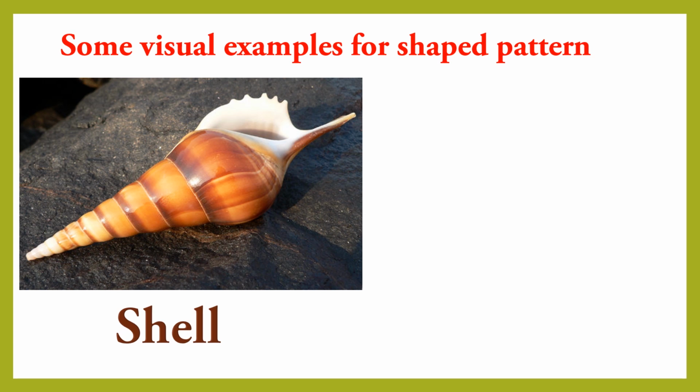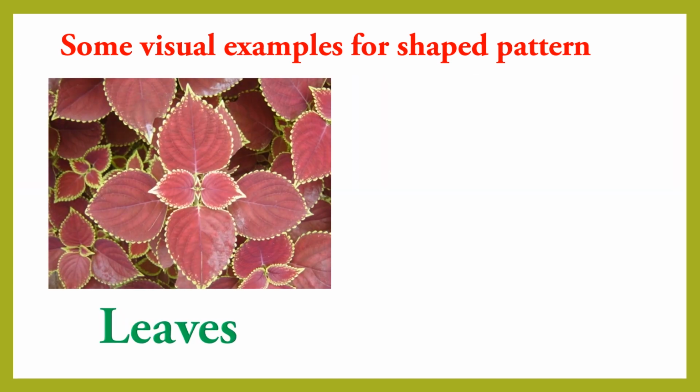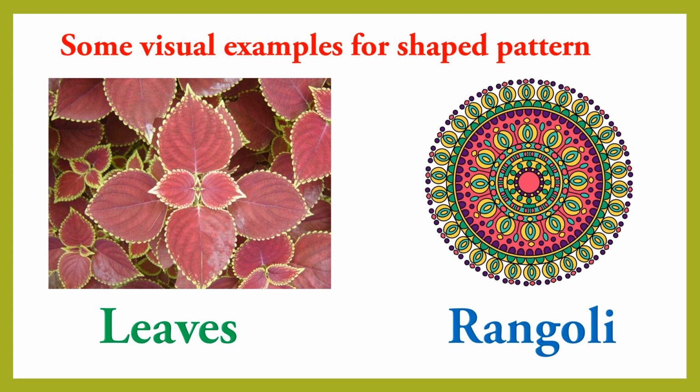Next one, bangles. Bangles are a visual example for circular shaped patterns. Next, leaves. Leaves also follow the same iterative patterns with different shapes. Rangoli. It also follows some shaped patterns in a repeated manner. So this type of rangoli is also an example for iterative shaped patterns.